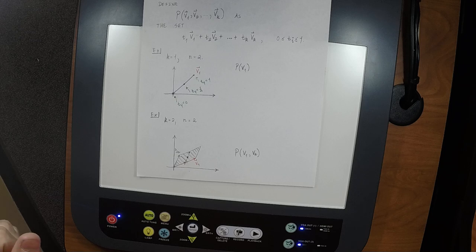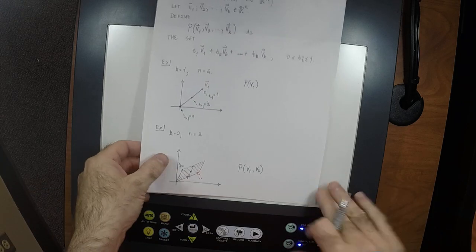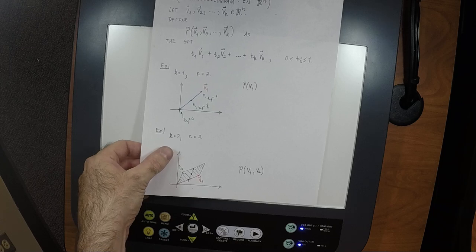Yes? Was it stated that k has to be less than or equal to n? Can you have three vectors in R2 and it would still make a parallelogram? Well, let me think about that for just a second. It surely would, but now I'm trying to think. Yeah, it would still be a parallelogram, but you could simplify it by taking any two of the three and combining them. But it would still be a parallelogram. So technically speaking, it still works. But yes, in my head, I was thinking k less than or equal to n. Okay, good. So we have parallelograms.